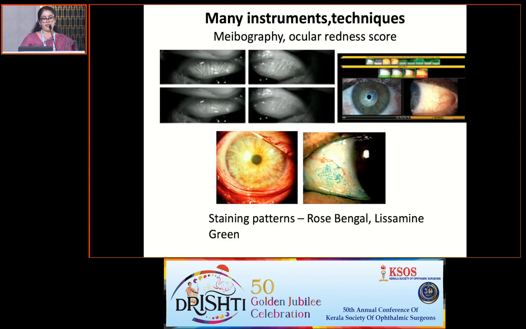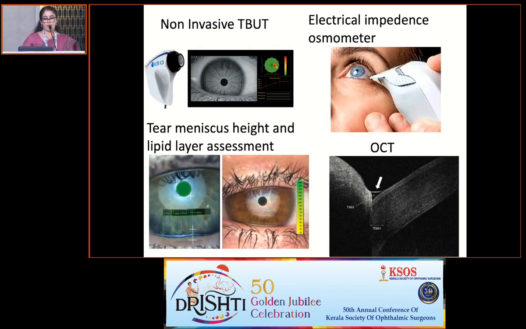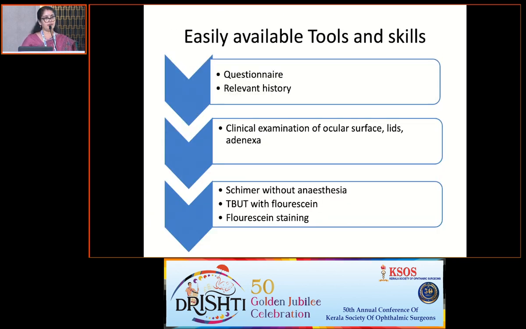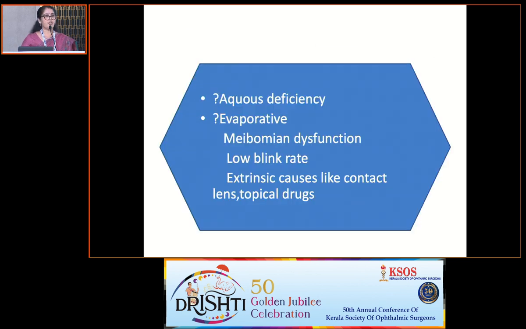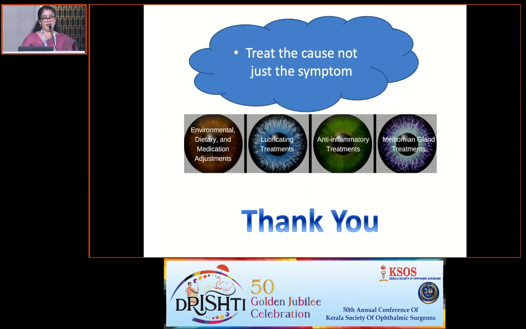So many sophisticated instruments are there now, osmometer, etc. But these valuable easy tools like a questionnaire, Schirmer, T-butt and fluorescein staining definitely lead us on to our diagnosis, and we should treat the cause and not just the symptom of any dry eye. Thank you so much.